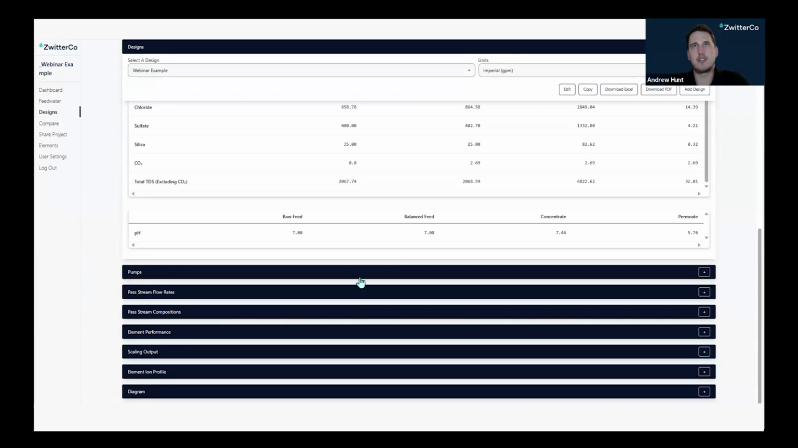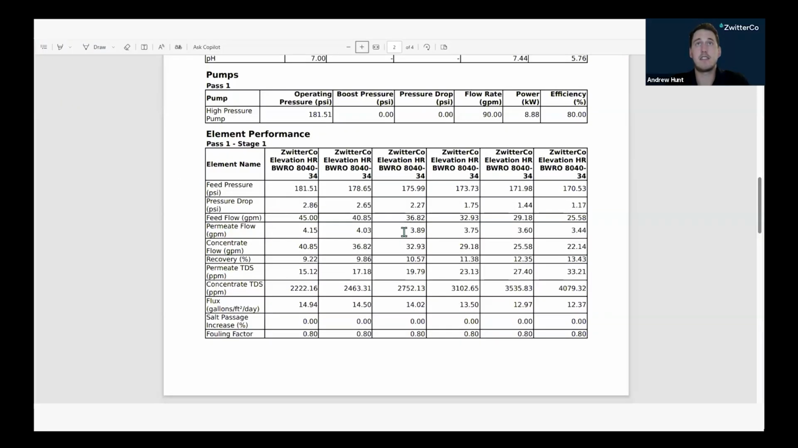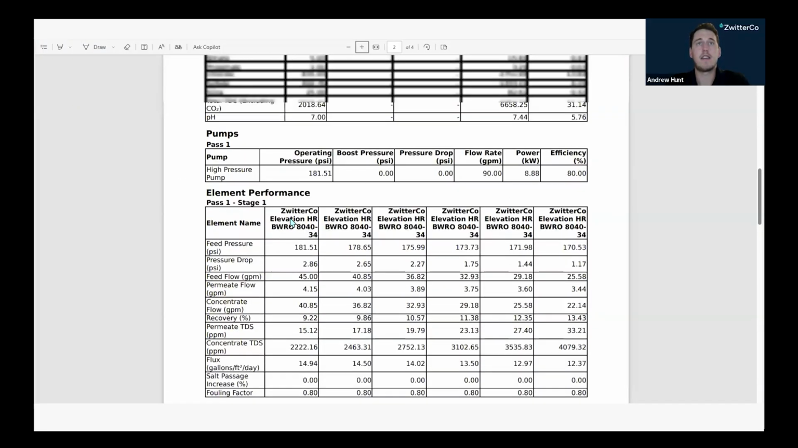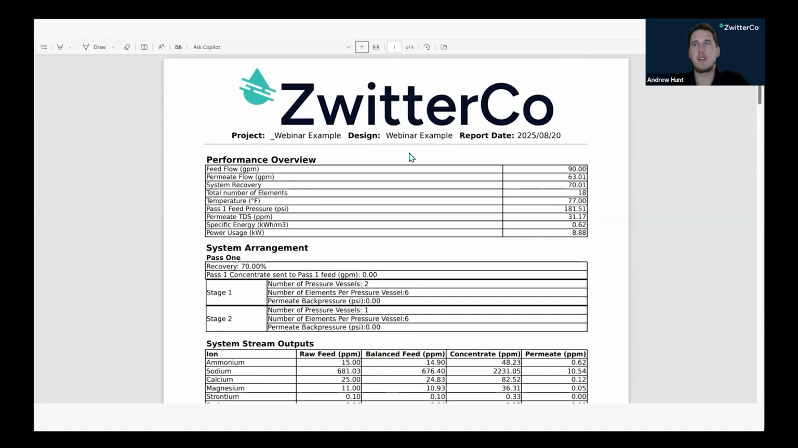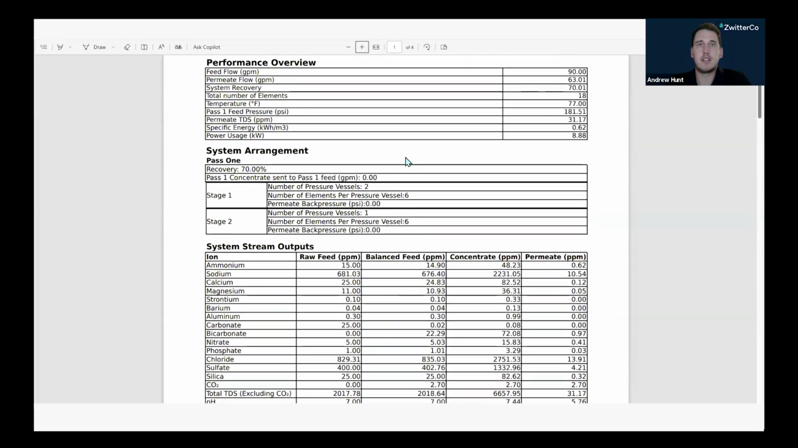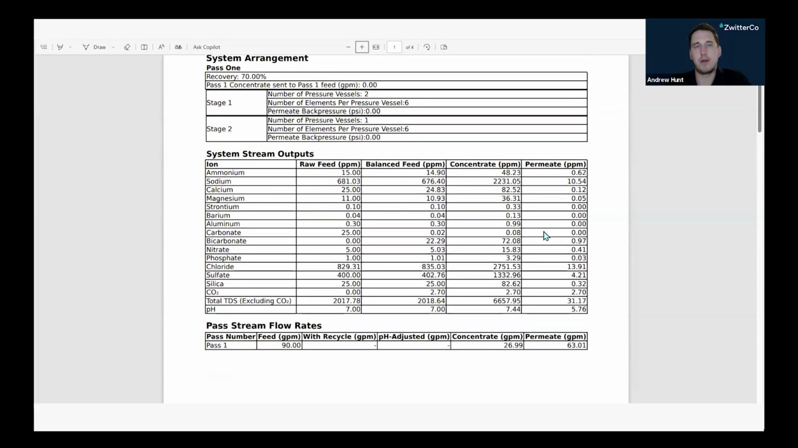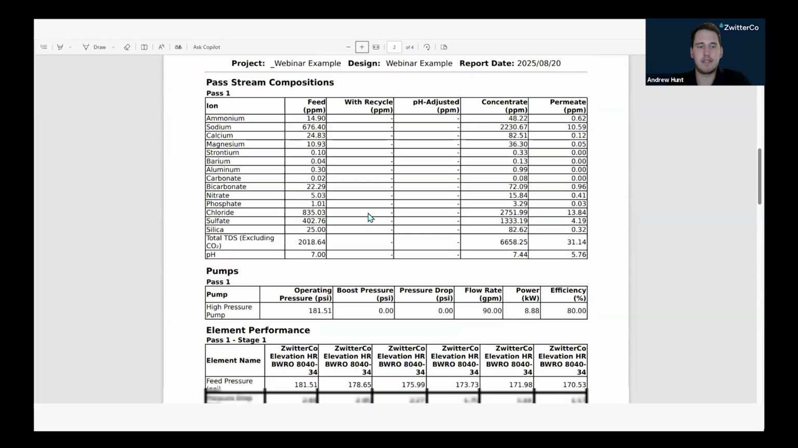An easier way to do this is just pulling it into a full PDF report. And that is right here. As you can see, it gives you all your information on the projection that you just ran. You get your water quality, permeate quality, and all these different things.